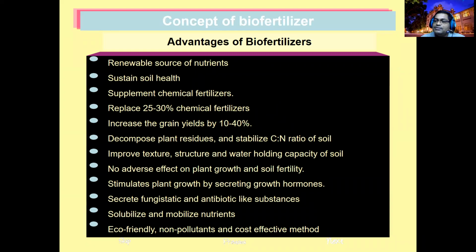We also supplement, and the C:N ratio is very high. But for ammonia, the C:N ratio is not; so ammonia will be high, hydrogen will be high. For the plant, the C:N ratio should be in an optimum condition. Otherwise, it cannot be absorbed. Right? It cannot be absorbed. Then this can increase the texture, structure, and water holding capacity of the soil, and stimulate plant growth by secreting growth hormones.